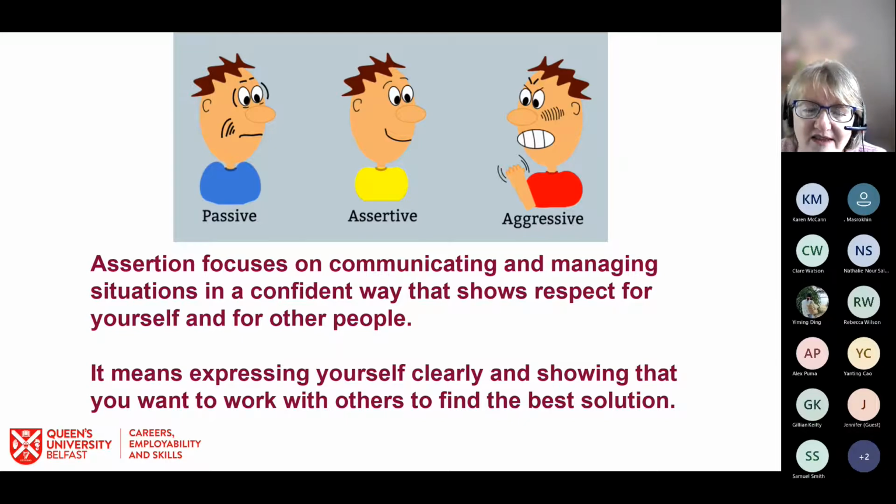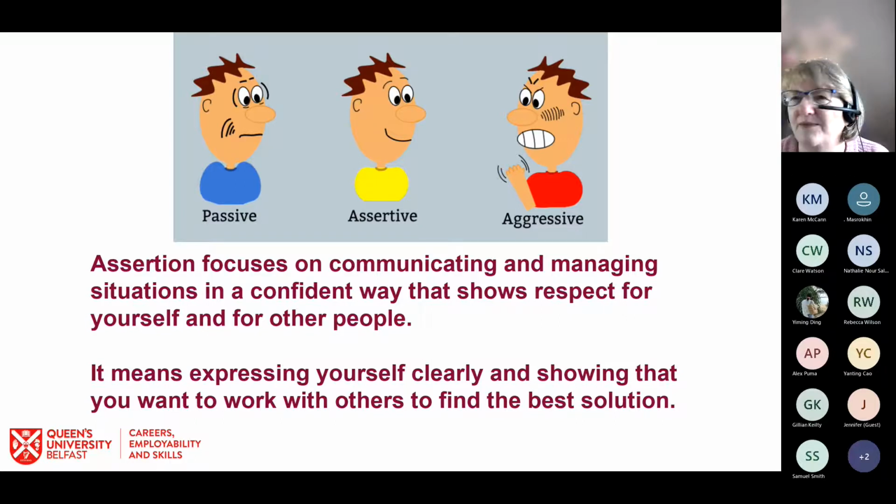And I think that that's important to look at. It's important to look at some of the wording here. Respect for yourself and for other people. So if you think about it, if you are showing a lack of respect for yourself, then your behavior is likely, not entirely, but likely to be passive. And if you're showing a lack of respect for others, then your behavior is likely to be more aggressive. It's that assertive behavior that is about respect for yourself and for others.